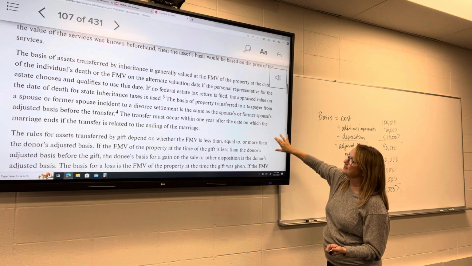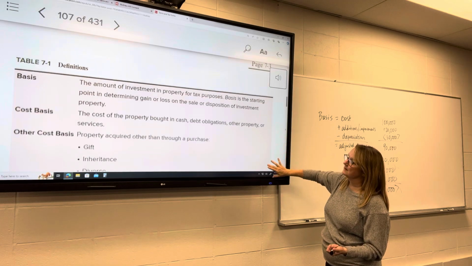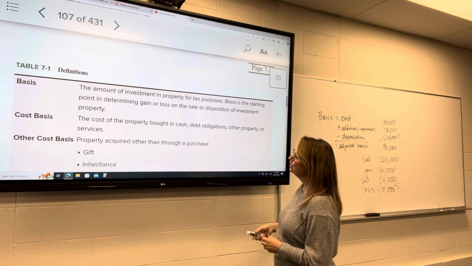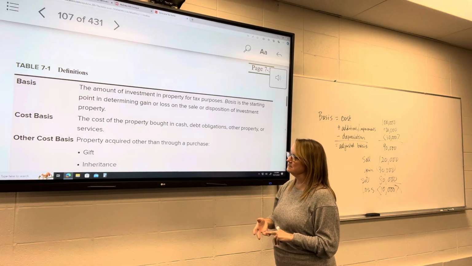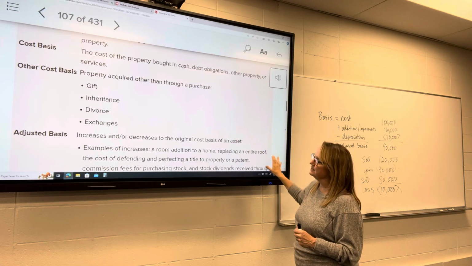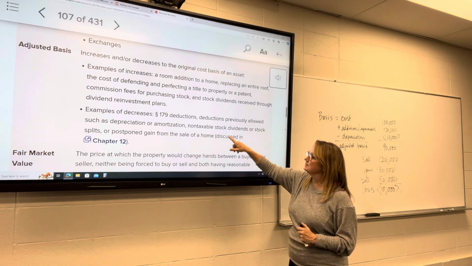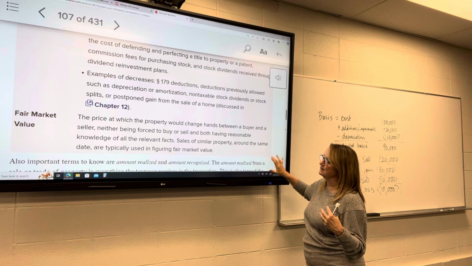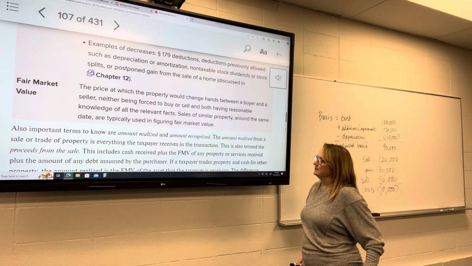Just talked about inheritance and just talked about gift. All right. So just a real quick definitions here. So again, basis, amount of investment, starting point in determining that gain or loss. But again, we're going to adjust that basis for certain items that increase the basis as well as items that decrease the basis. Different rules for property acquired in some way other than a purchase, and then that adjusted basis, again, it's describing these additions and then also the depreciation. That would include 179 deductions as well as bonus depreciation, any type of depreciation that was taken. What's fair market value? Price at which the property would change hands between a buyer and a seller, in a voluntary transaction.